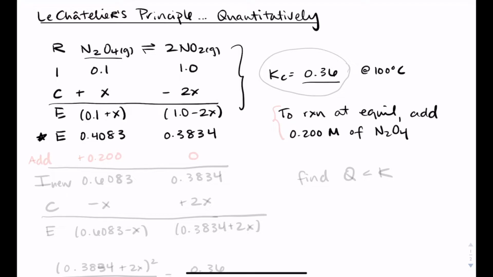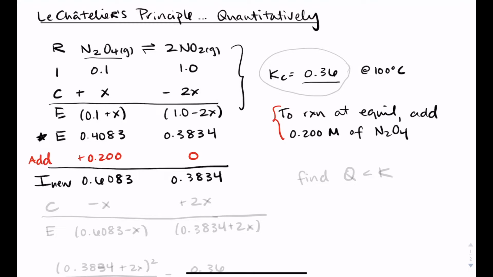So I'm going to expand my RICE table here because the reaction lets me organize everything. I'm adding 0.2 molar of N2O4. I've got it in red, like I'm making an add row, which doesn't really fit in RICE, but it's organized. So I'm going to add 0.2 just to the N2O4. This means that my flask now has 0.6083 N2O4 and 0.3834 NO2. These are my new initial conditions.